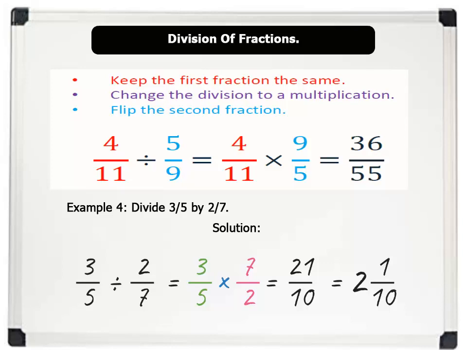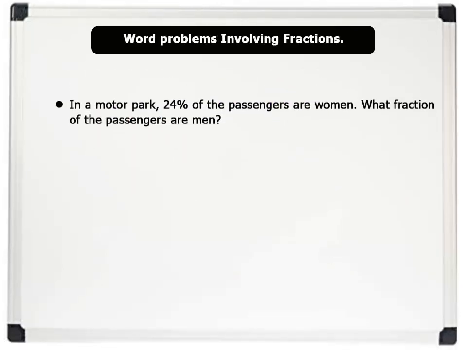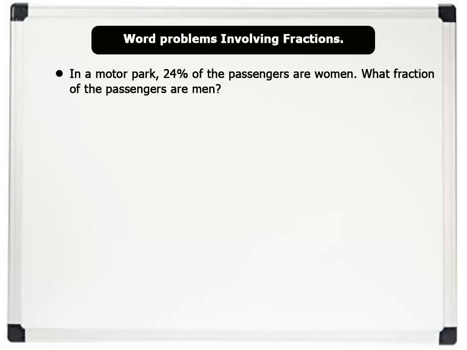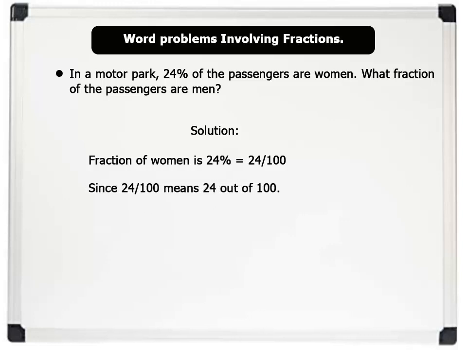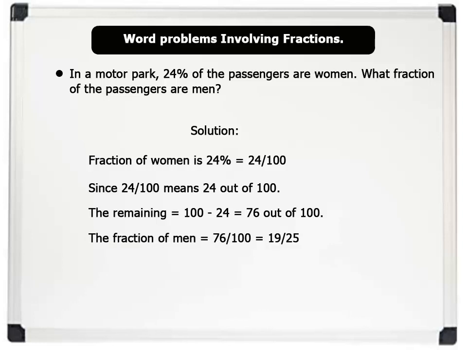involving fractions. In a motor park, 24% of the passengers are women. What fraction of the passengers are men? Solution. Fraction of women is 24%, which equals 24 over 100. Since 24 over 100 means 24 out of 100, the remaining passengers equals 100 minus 24, which equals 76 out of 100. Therefore, the fraction of men equals 76 over 100, which equals 19 over 25 in its lowest term.